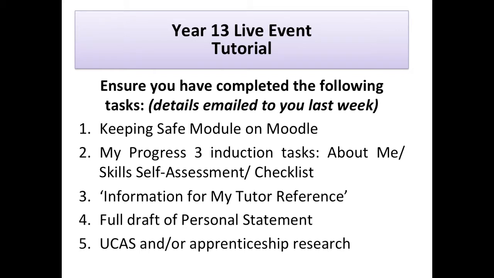When you are in your tutor group and you know who your tutor is, your tutor should be able to give you an indication about how they want you to submit that work, whether it's by email or through Google Classroom or Moodle.